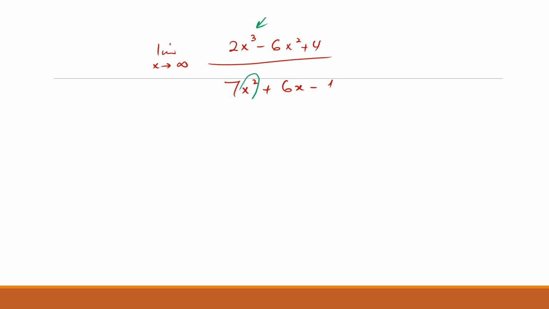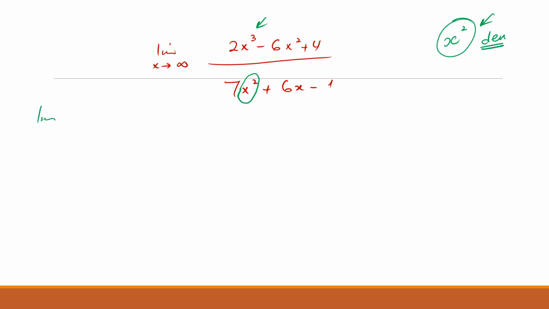Let's try one more question. Limit x approaches infinity of 2x cube minus 6x square plus 4 divided by 7x square plus 6x minus 1. Now, see here the highest power is in the numerator, but we will ignore that. We will see only the variable of the highest power in the denominator, not the numerator. So the variable with the highest power is x square, and we get it from the denominator.